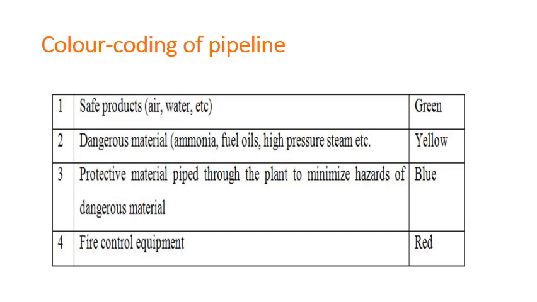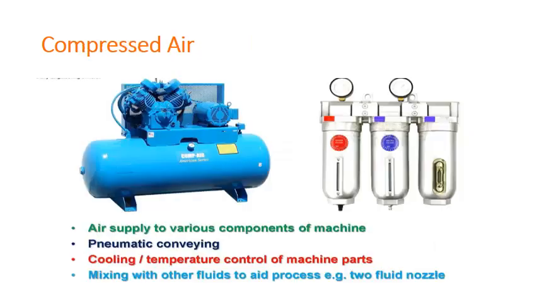Then all the protective material piped through the plant to minimize hazards of dangerous material will have blue color. And the pipes related to fire control or fire extinguishers will have red color. So this is a clear indication for understanding which pipeline is carrying what, and that is very important for safety purposes of the dairy plant.